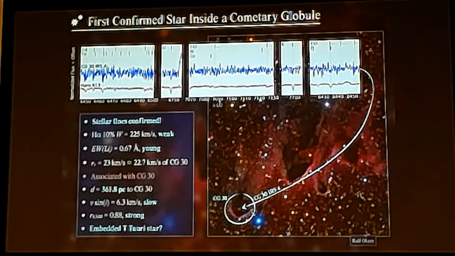Okay, let's look some more at CG30 IRS4. So here's its spectrum, all the way at the top in blue. We're comparing it here to another young star spectrum, a standard young star, if you will, just to see that the features really line up. There it is. You can actually see stellar features in CG30 IRS4. So this is really the first spectroscopically observed photosphere of a star embedded specifically in a cometary globule.